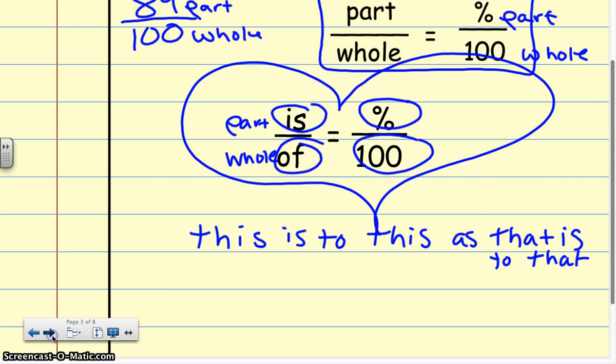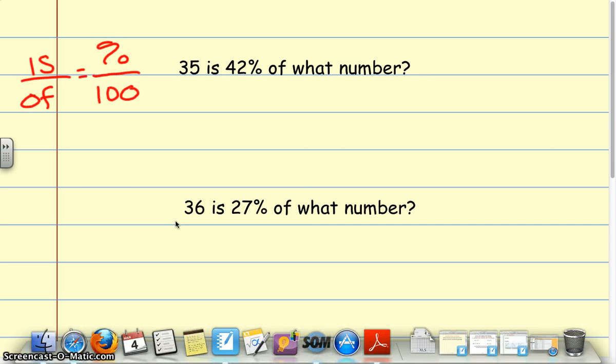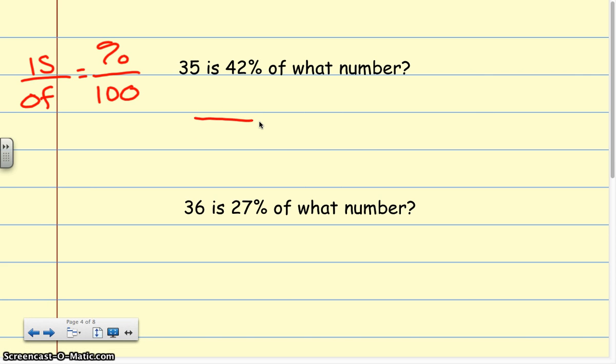All right, we're going to jump right into some examples here. I want you to write this one down. The first example says 35 is 42% of what number? I need to see what's connected to each number. Right away, the first thing I always do is make a little skeleton. So I say blank is to blank as blank is to 100. You always know 100 is going to go on the bottom.